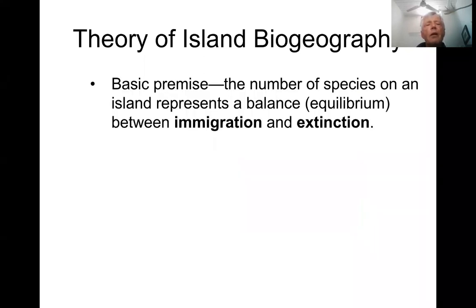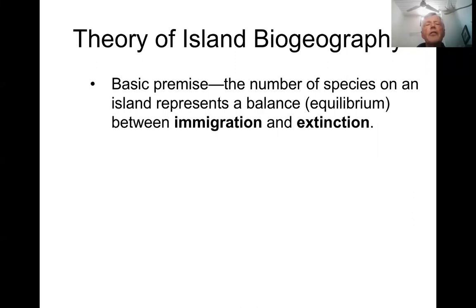The basic premise of the theory of island biogeography is that the number of species on any island represents a balance, that is, an equilibrium between immigrants, the numbers coming in all the time from the mainland, and extinction, the numbers that are being lost. And they are being lost all the time as these small populations eventually dwindle to extinction.